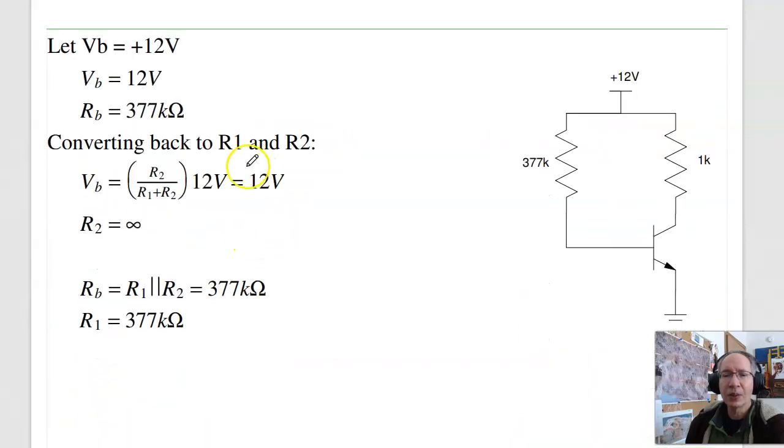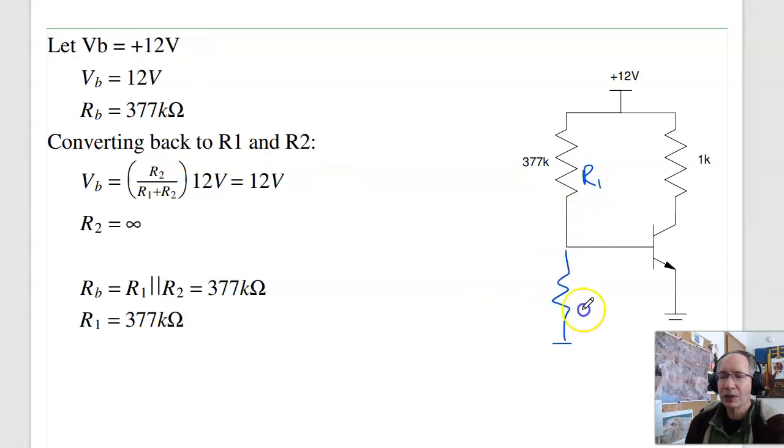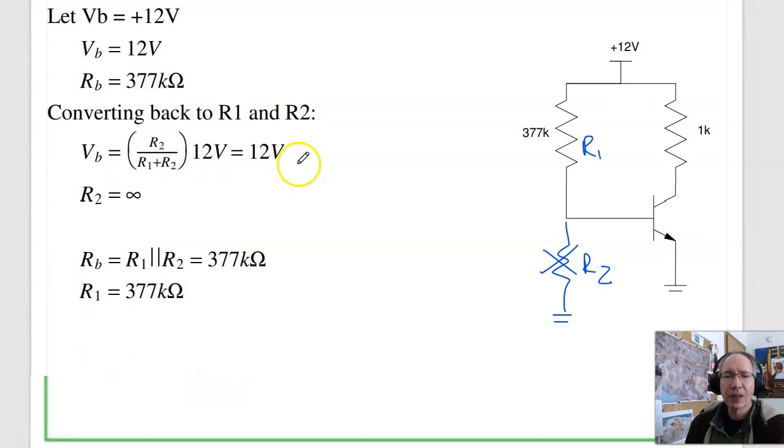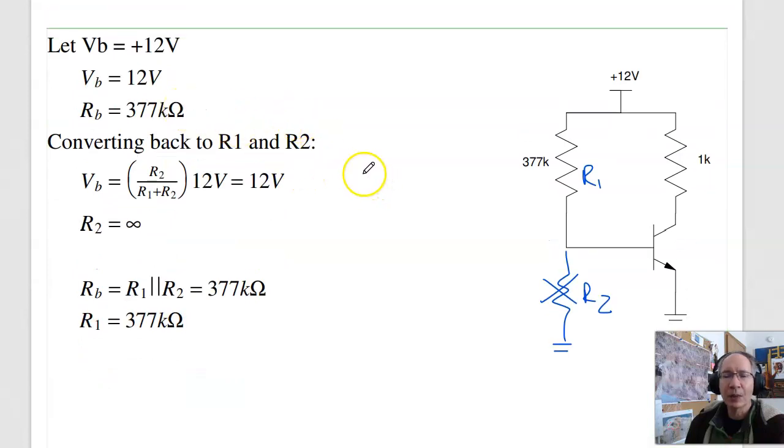A simple solution would be let VBB be 12 volts, because this is your R1, this is your R2. If R2 doesn't exist, I can just use a single resistor and make VB 12 volts. Then solve for RB. Again, I want this to be 30 microamps, and I get something for RB. Converting back to R1 and R2, R1 in parallel with R2 is RB, and so I know R2 is infinity, R1 is 377K. VB is R1 over R1 plus R2 is 12 volts. Tells you R2 is infinity, R1 is 377K. This makes it kind of easy, converting back to R1, R2.